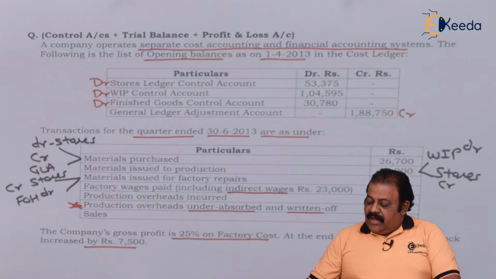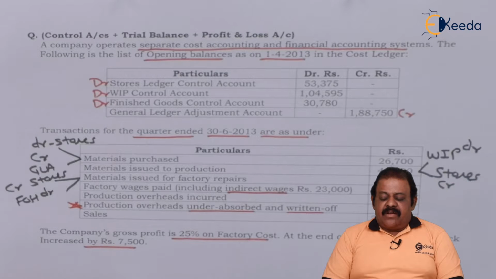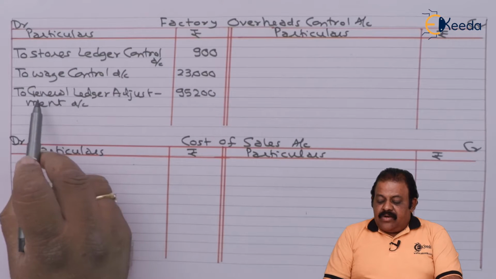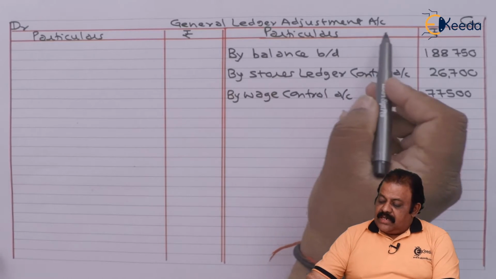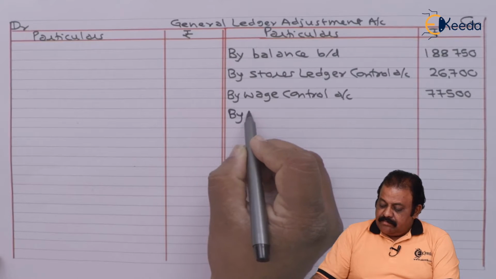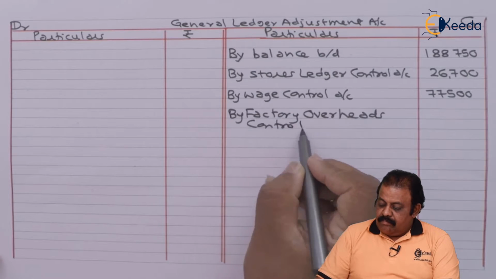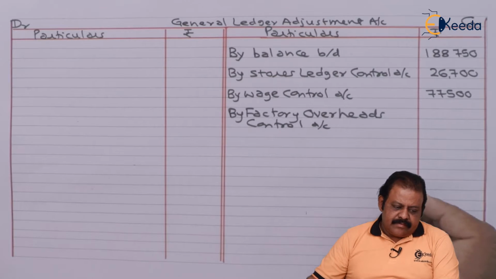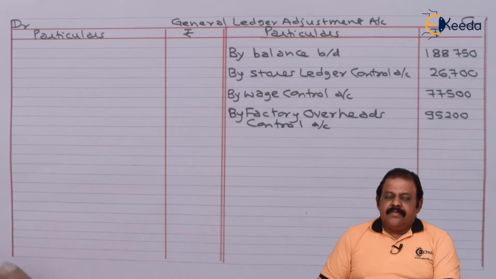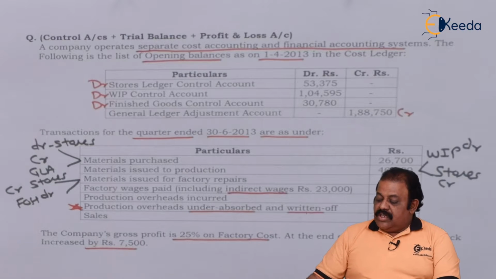Production overheads incurred 95,200. This will be debited to factory overheads and credited to general ledger adjustment account. Factory overheads control account debit side to general ledger adjustment account 95,200. In general ledger adjustment account credit side, by factory overheads control account 95,200.